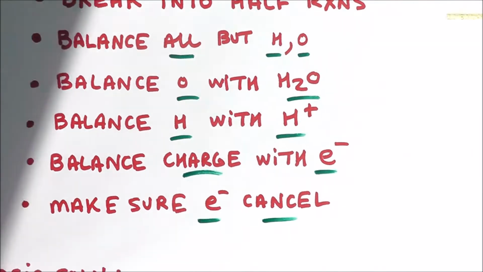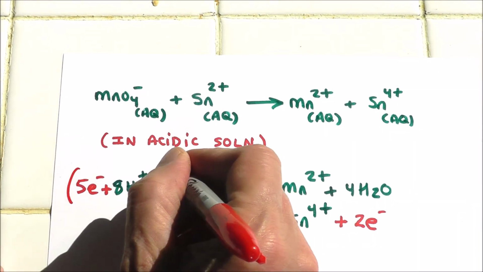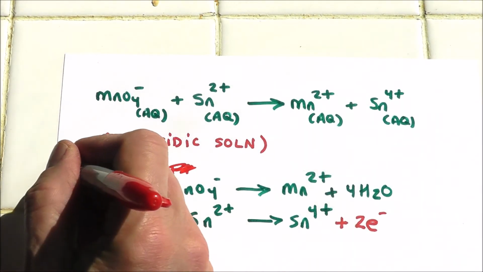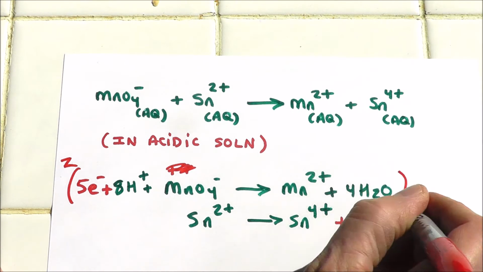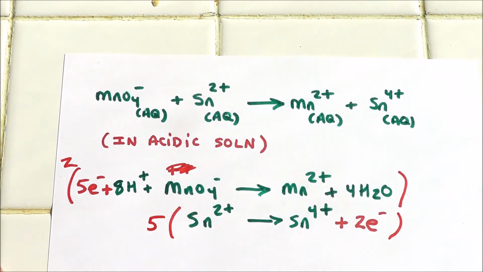Make sure the electrons cancel. That doesn't mean I can just write 5 electrons on the bottom one. What I can do though, let me get rid of that so it doesn't confuse me, is multiply this whole reaction by 2, and multiply this whole reaction by 5.